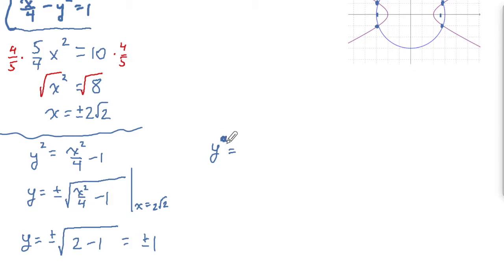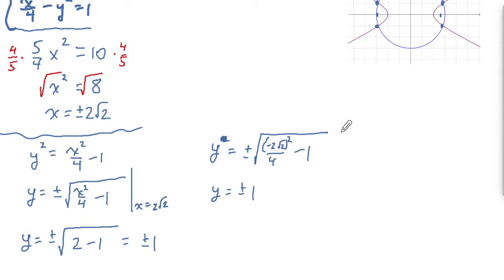Alright, let's do the same thing for negative 2 square roots of 2. We got plus or minus the square root of. Now, when we plug in negative 2 square roots of 2 and square it, we're going to get a positive 8 again, so the answer is going to come out exactly the same. So we're going to get y equals plus or minus 1.